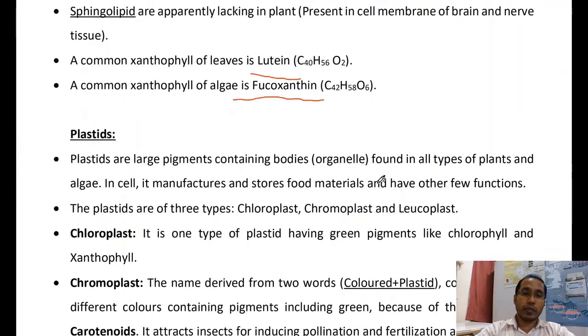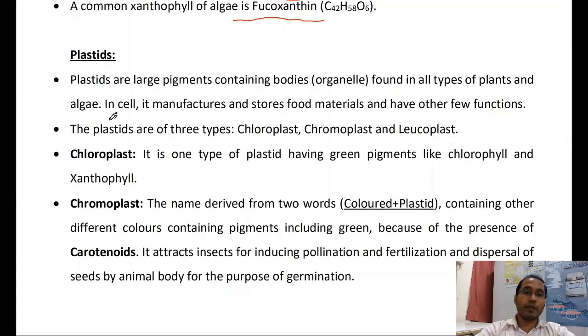The questions are coming. Plastids, what are the plastids? The chloroplast is one type of plastid having green pigments. Chlorophyll is the only green pigment. Chlorophyll is of two types, chlorophyll A and chlorophyll B, and xanthophyll also comes under the chloroplast category.